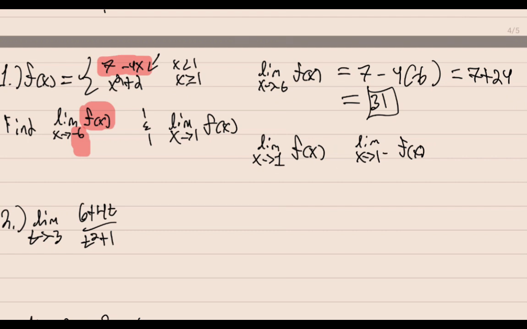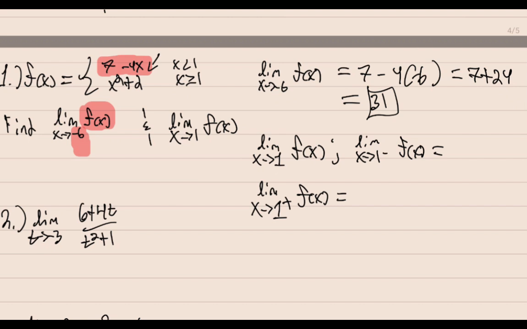Shoot. Shouldn't put an equal sign yet. We also need to take the limit as x goes to 1 from the right of f of x. So let's look at the left one first. The left one corresponds with when x is less than 1, because that's coming from the left side.